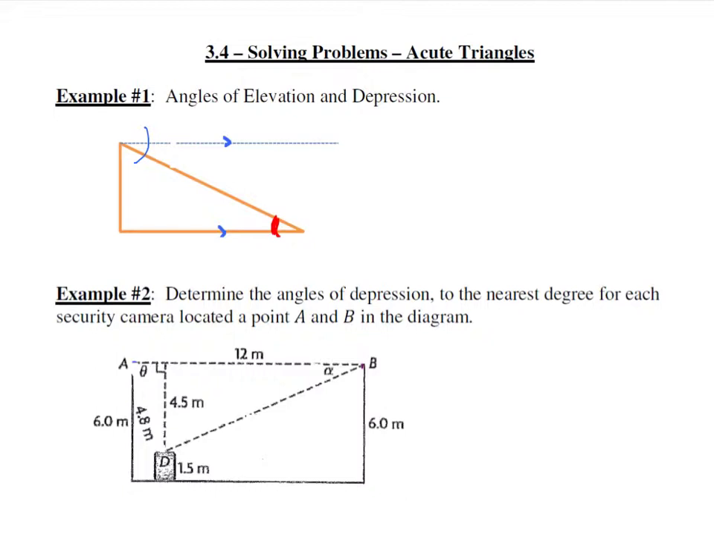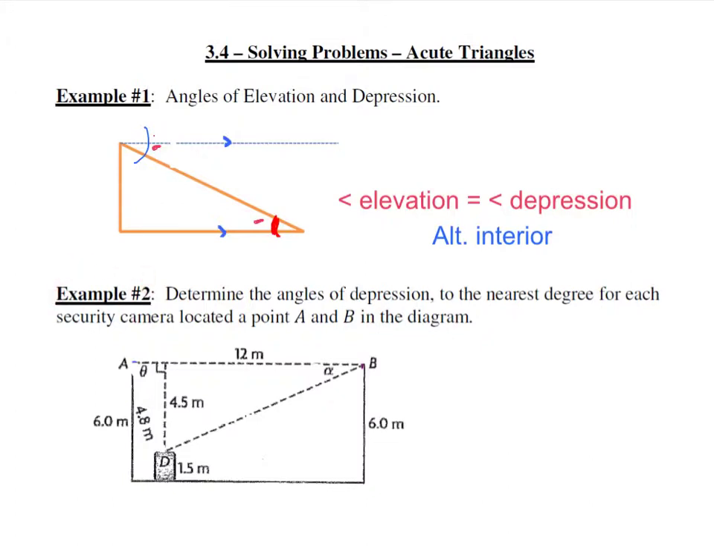As you can see, the angle of elevation right there and the angle of depression up here, they're alternate interior. So they are equal to each other. And the reason being is because those two angles are alternate interior to each other. Okay, so let's look at an example here.